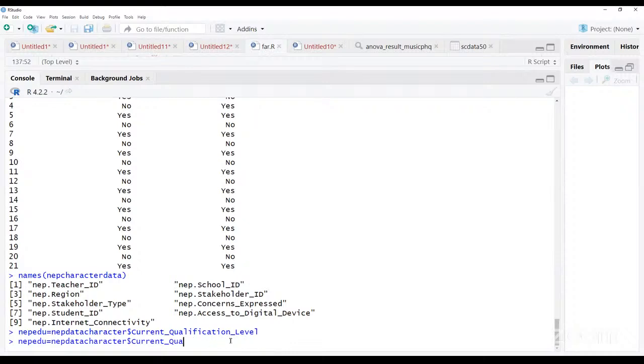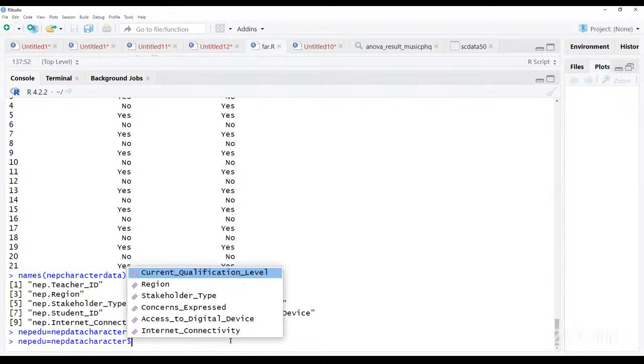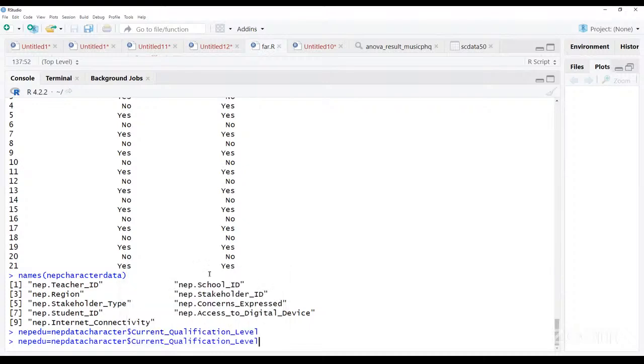So when I use this dollar sign, it will give me the list. Okay. So now I have to put qualification into this vector. So I will put it in this way. So this is called extraction.